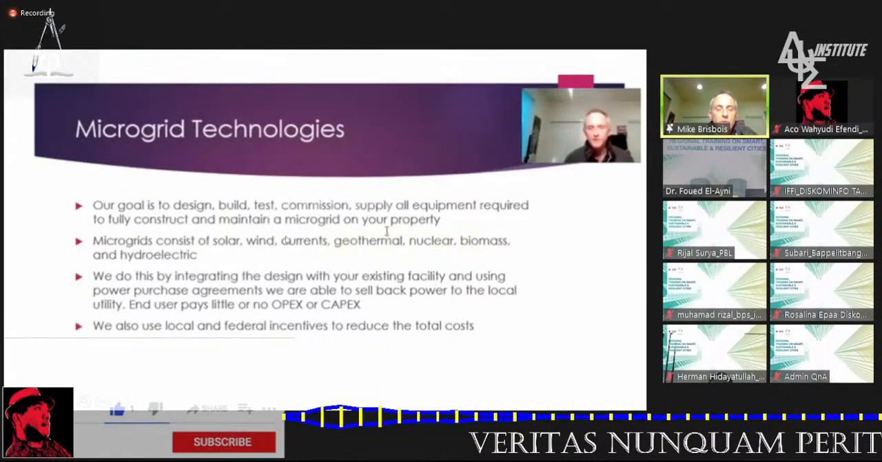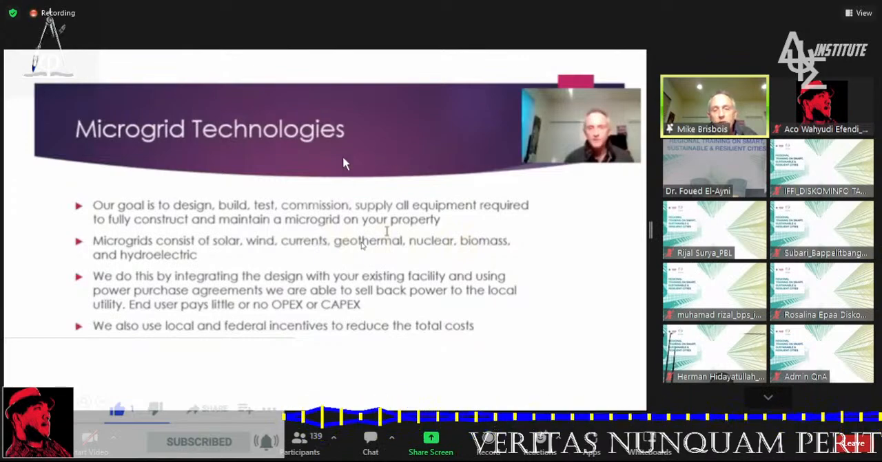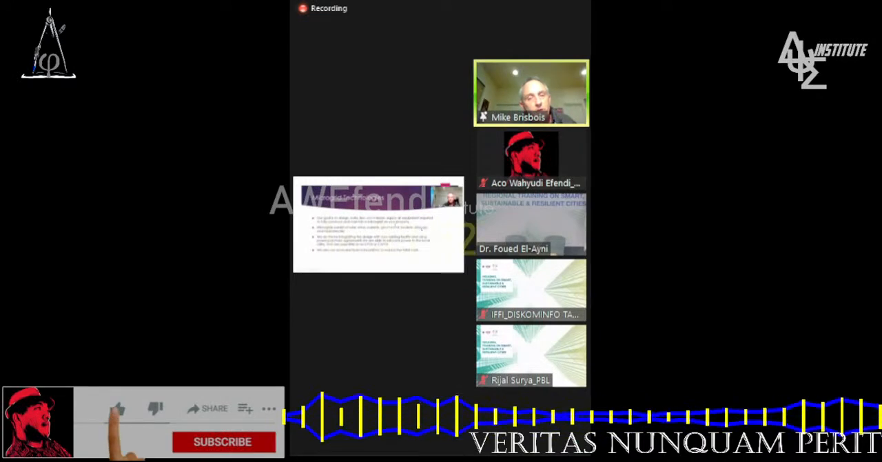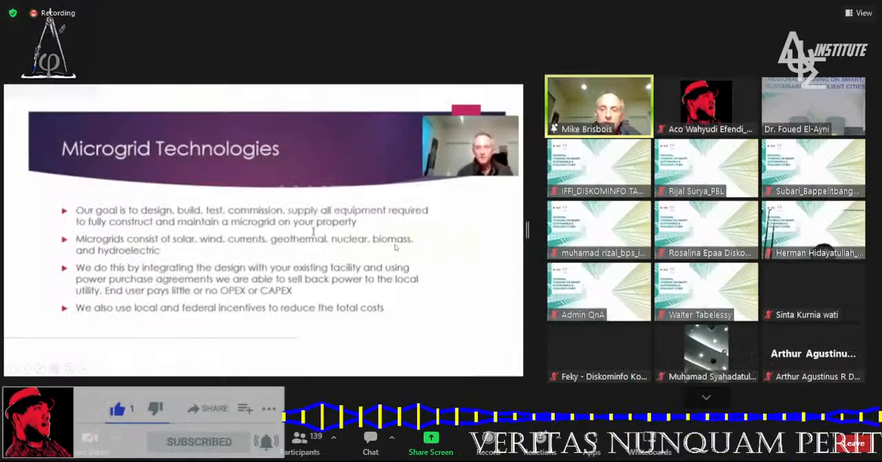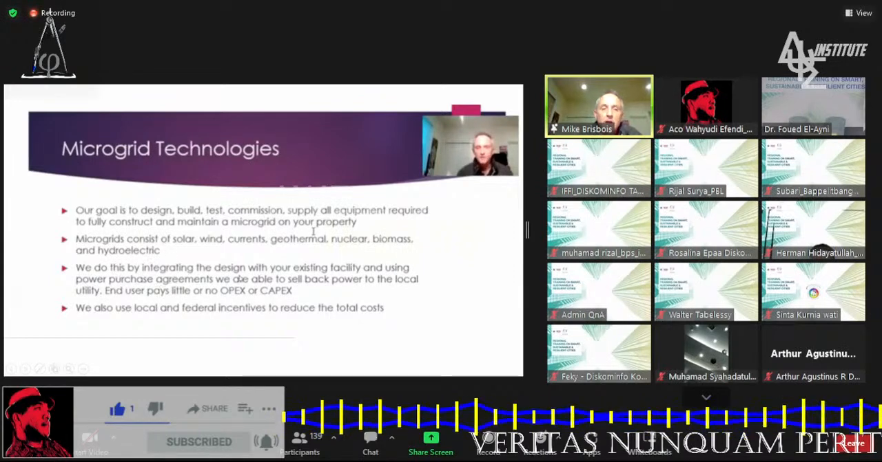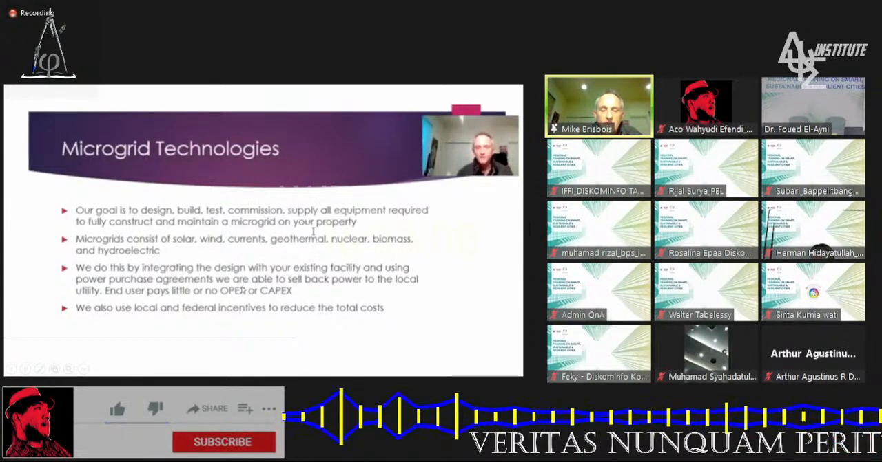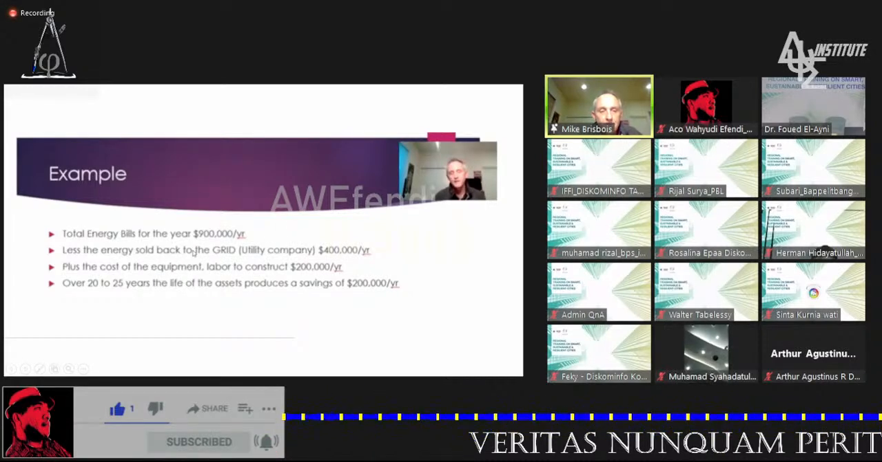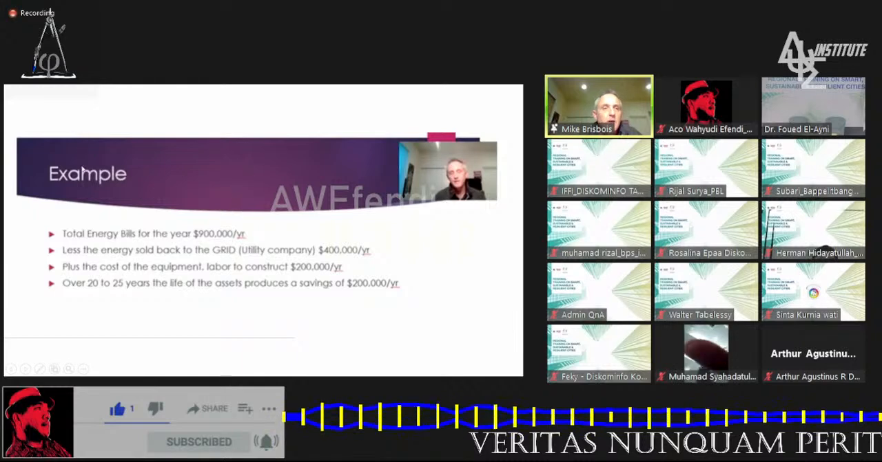Like I mentioned, we build, test, and we use solar, wind. Geothermal is another one where you put the pipes in the ground; that's considered a microgrid. Biomass, taking all the agricultural waste and burning that up. Hydroelectric. Like I mentioned, we design and build, with little or no capital expenses for you, the client, and using all the local incentives. So the energy bill... Let's see. Like I mentioned, after all is said and done, there's a cost savings of 200,000 yen.